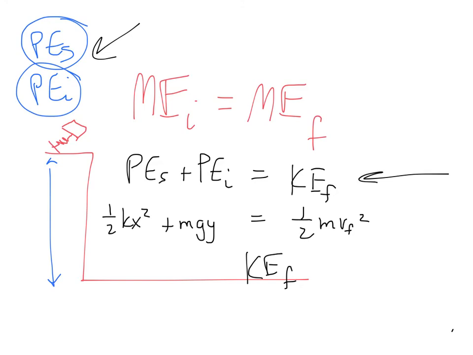Spring energy is 1/2 kx squared, given. mgy is potential energy, given. KE is 1/2 mv squared, given. So you don't really need to do much more. Now you just have to use algebra. It's an easy problem at this point.